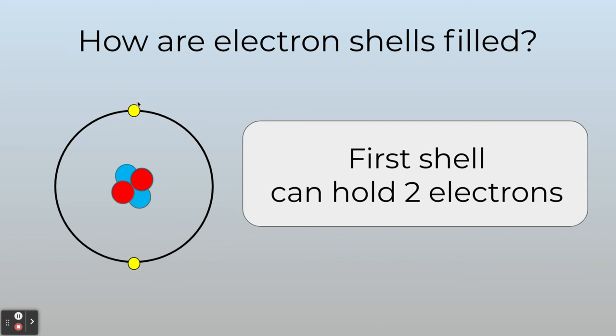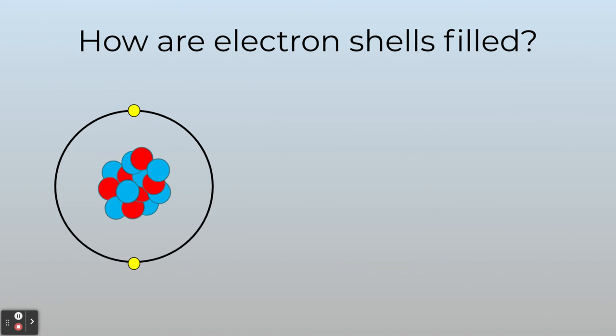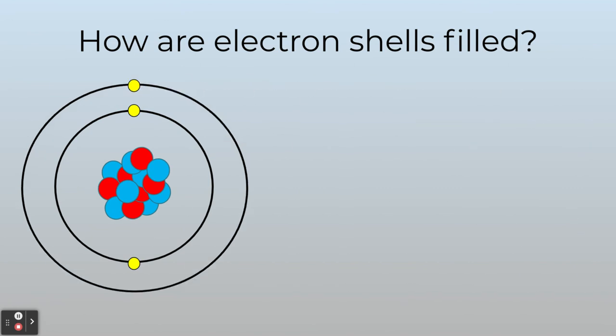Okay, so once we have 2 electrons, if we want to add any more to this atom, then we have to have another shell. So we would add a second shell.